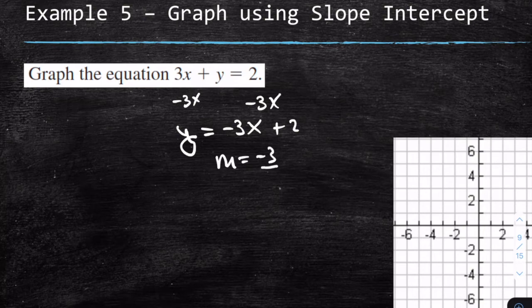We may as well call that 3 over 1 because that's what it really is. And then we can also say that b is 2. Okay, so now let's get on to graphing. So the graphing is going to look like this. B is equal to 2, so I'm going to put a point at 2.